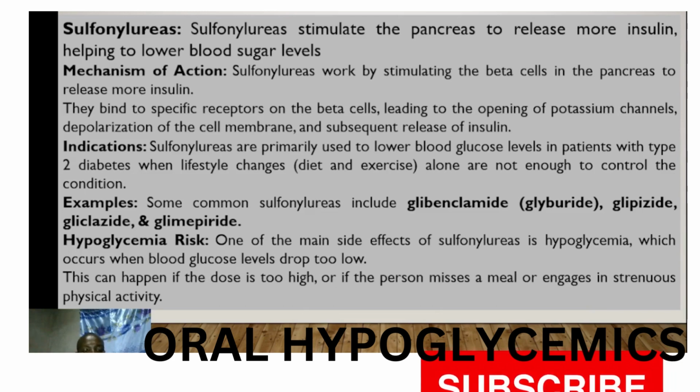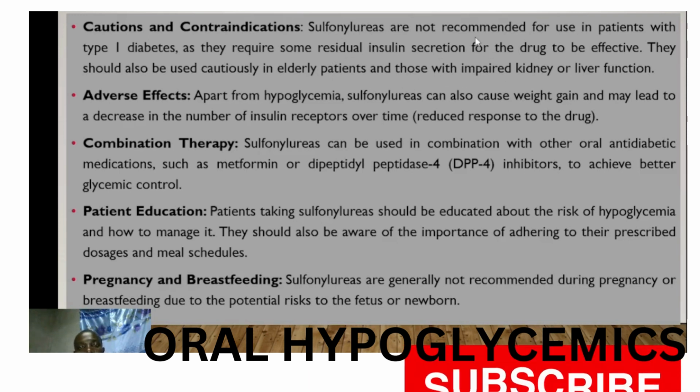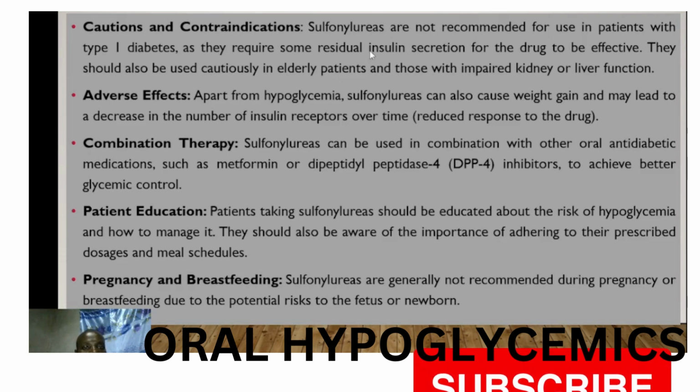This happens if the dose is too high or if the person misses a meal or engages in strenuous physical activity. Sulfonylureas are not recommended for use in patients with type 1 diabetes since they require residual insulin secretion for the drug to be effective. So I hope you have encountered some situations whereby somebody is just on metformin and not combined with glibenclamide. Okay? Yes, this one needs some residual insulin secretion for the drug to be effective.